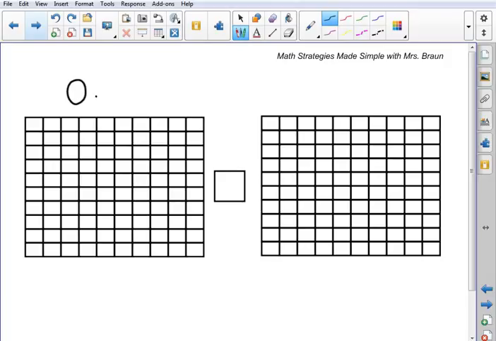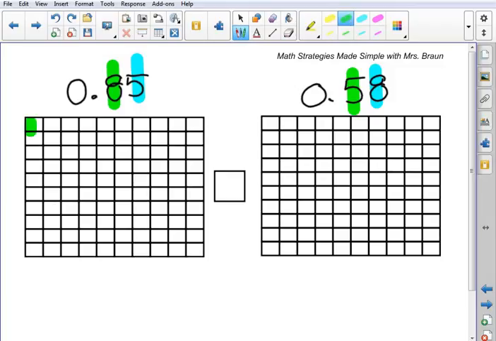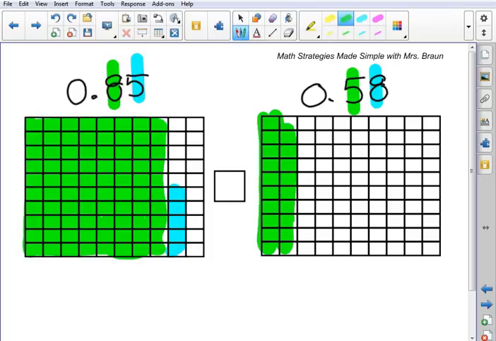Let's look at 85 hundredths and 58 hundredths. Again, I'm going to shade in looking at each of the tenths place. Then I'm going to look at those hundredths places. Starting with the tenths place in 85 hundredths, I need to shade in 8 tenths because there's an 8 in the tenths place. Okay, and then it tells me I've got 5 in the hundredths place, so I'm going to shade in 5. 1, 2, 3, 4, 5. And then coming over here, I've got 5 in the tenths place, so I'm going to shade in 5 of those.